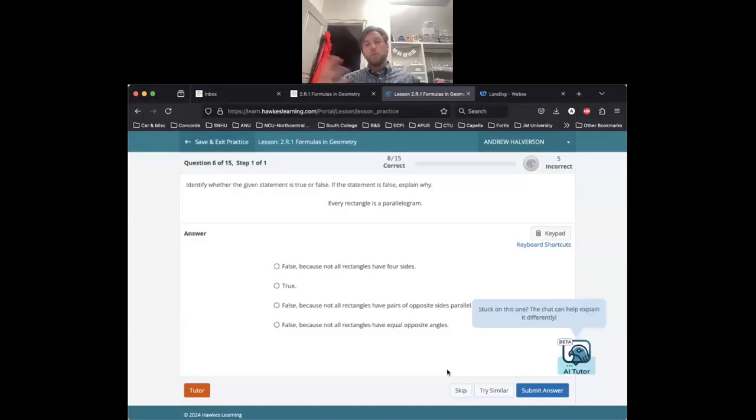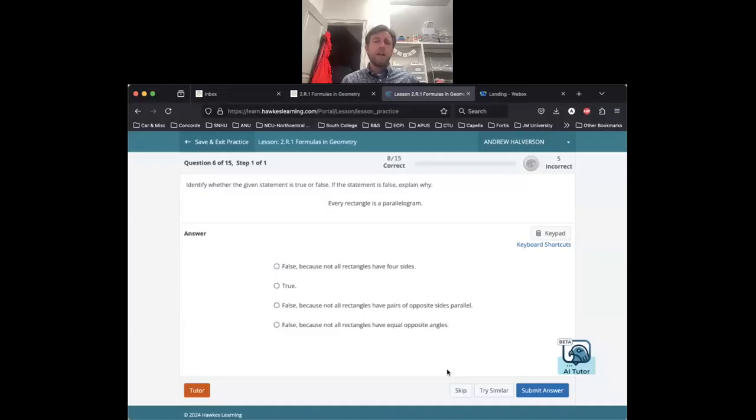So with those definitions and characteristics in mind, you can start drawing some conclusions. Is a rectangle a parallelogram? The answer is yes. A rectangle is a parallelogram, that's true, but a parallelogram is not always a rectangle. So every rectangle is a parallelogram for sure, but not every parallelogram is a rectangle. It doesn't work the other way.